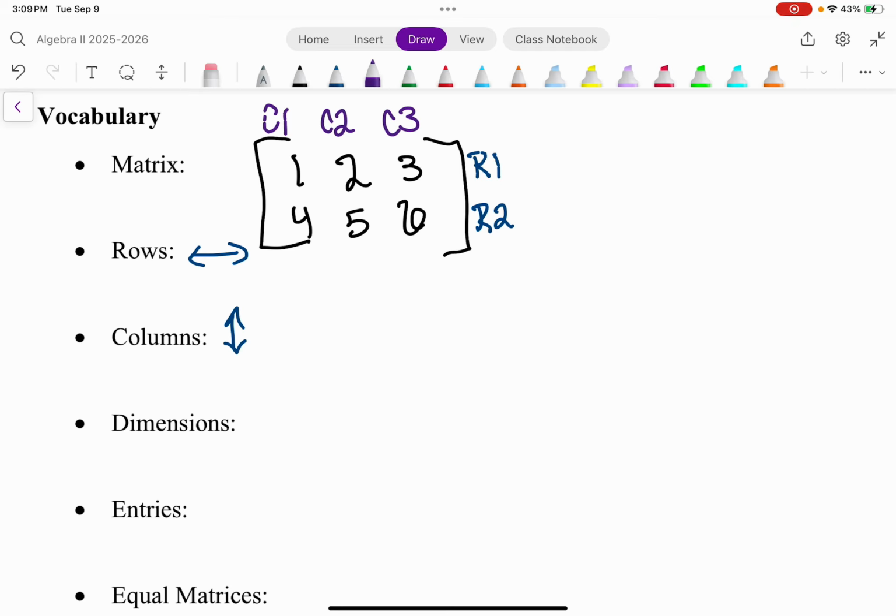Those are also going to be the dimensions of the matrix. So when we have dimensions, we take the number of rows by the number of columns. So for this example, we had 2 rows by 3 columns. So we would write it as a 2 by 3 for that matrix.